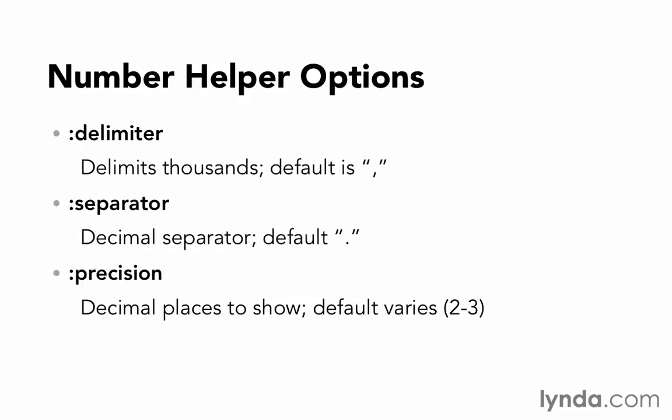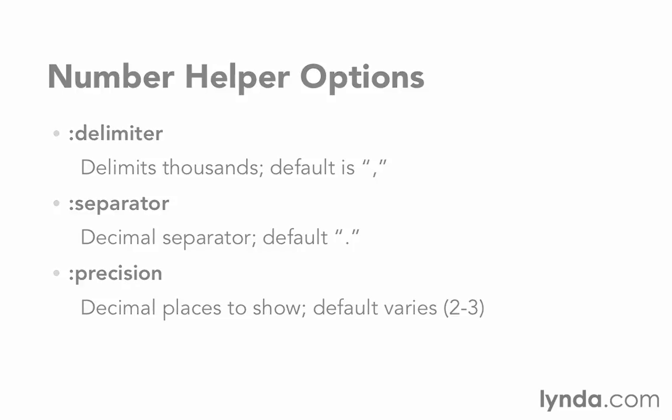The delimiter is going to delimit the thousands. By default, it's going to be a comma. The separator is the decimal separator. Its default is a period. And precision is going to be the number of decimal places to show. That's going to vary slightly between the different methods, but it's usually around 2 or 3. And then some of the methods have some additional options that you can pass in. And we'll see those as we look at some examples.